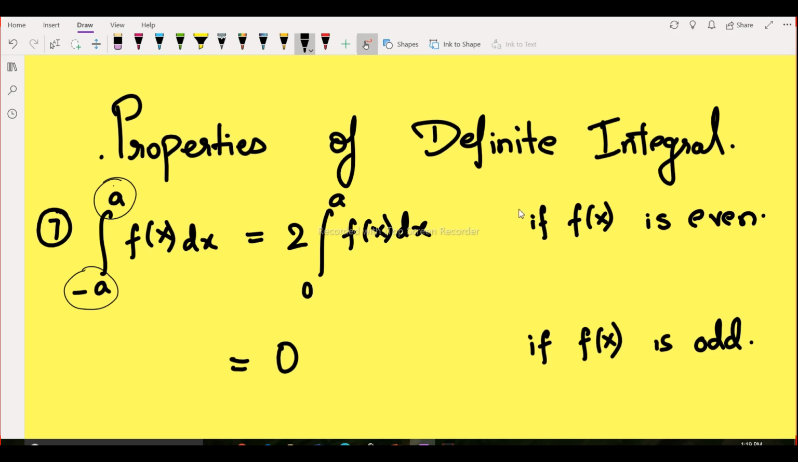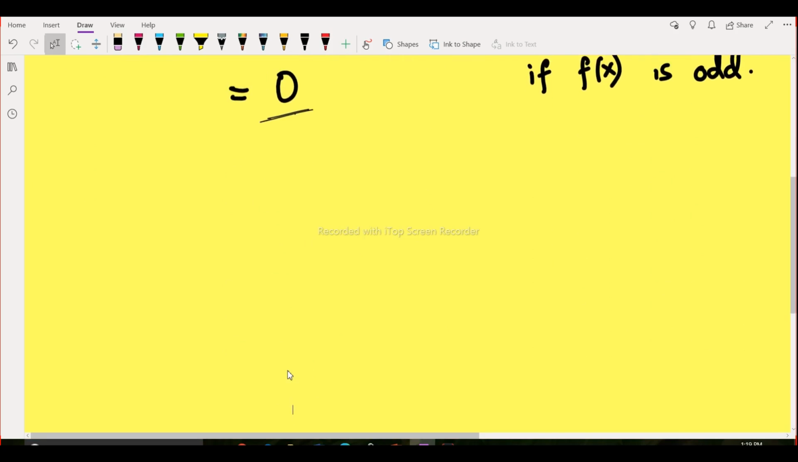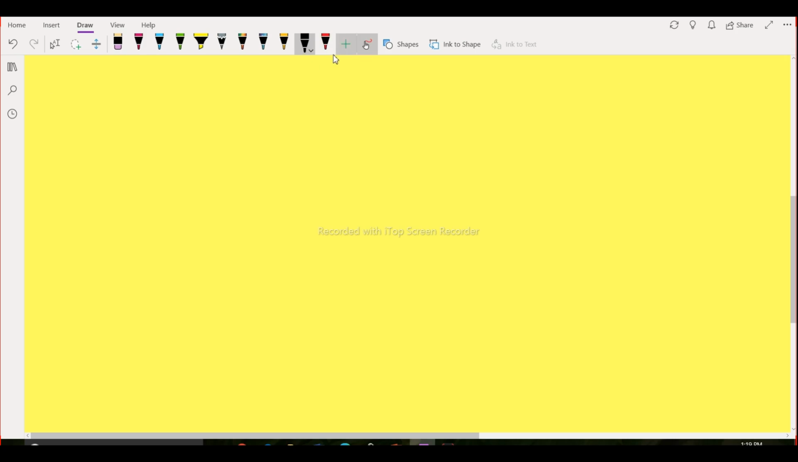So the concept is that if f(x) is even, then you can write this as 2 times the integral from 0 to a of f(x) dx, and if it's odd, then it's equal to 0. So let's see some sums based on this. Before we do that, let's also understand the concept of even and odd.